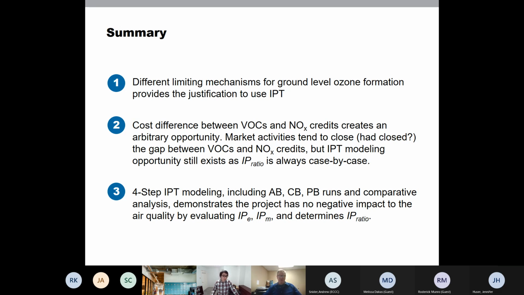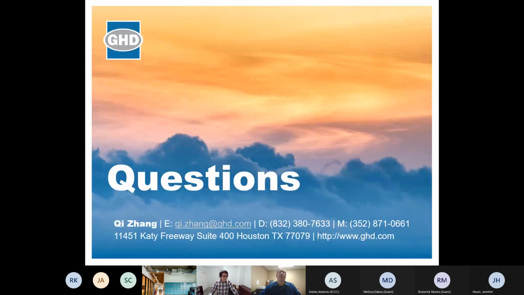This four-step IPT modeling, including the attainment, credit, and project baseline runs, and at the end the comparative analysis, is the current approach we need to demonstrate that the project has no negative impact on air quality. So that is all my presentation. Again, thank you so much for the opportunity to present today, and I'm happy to take any questions.